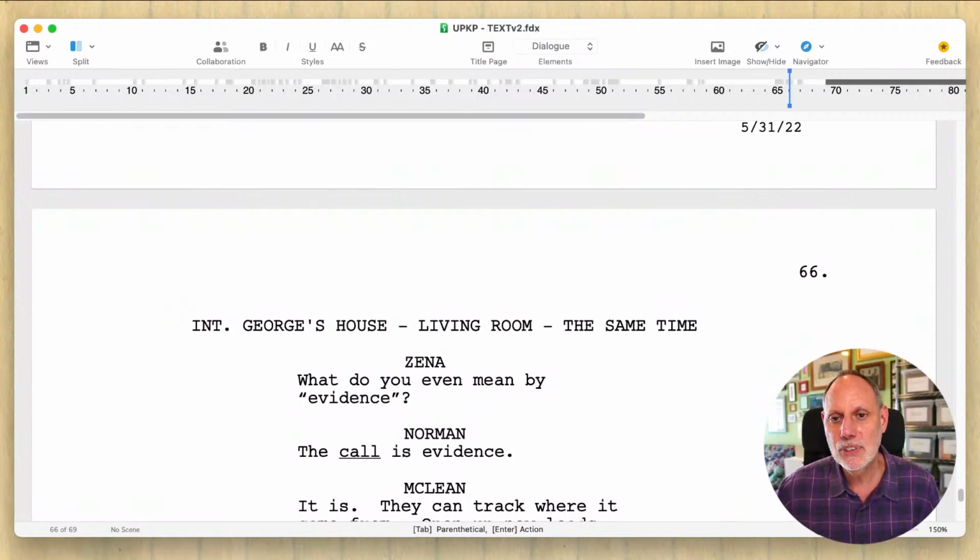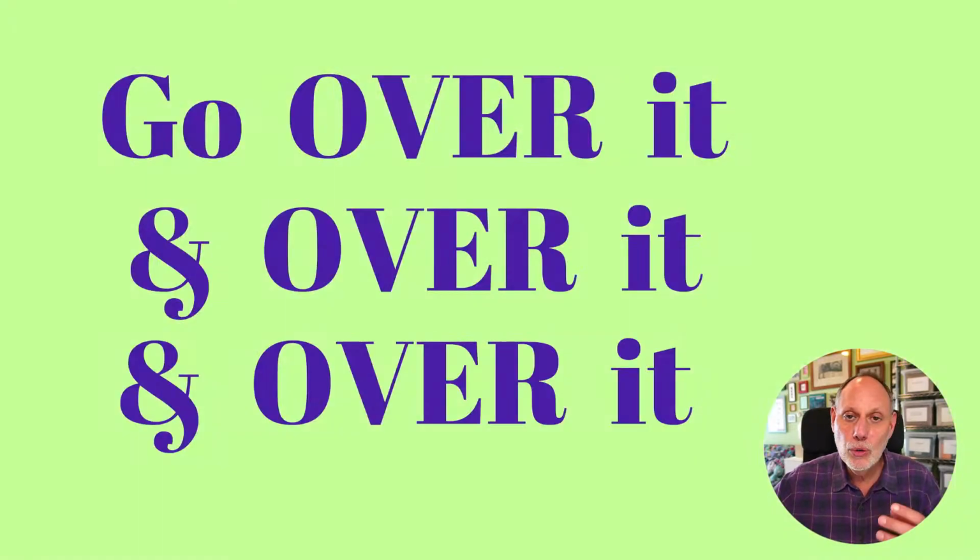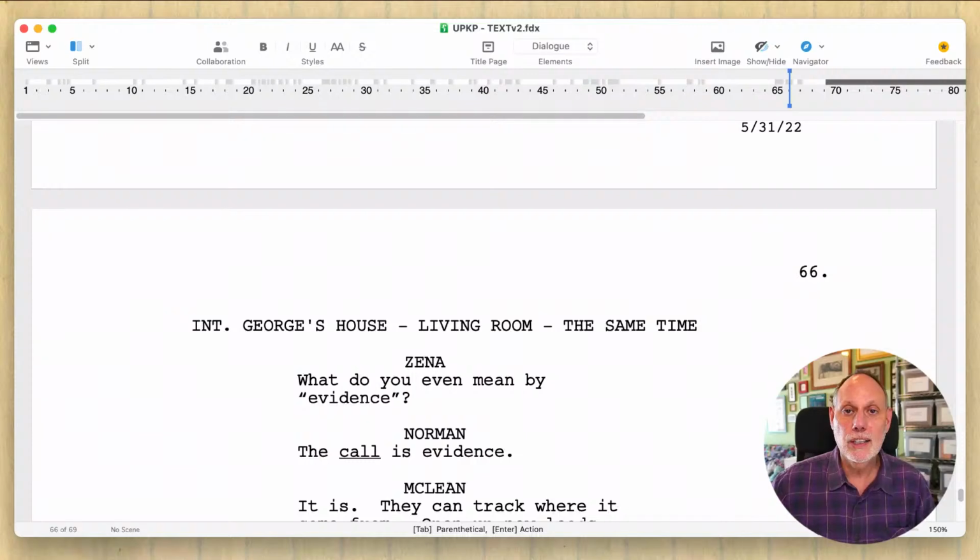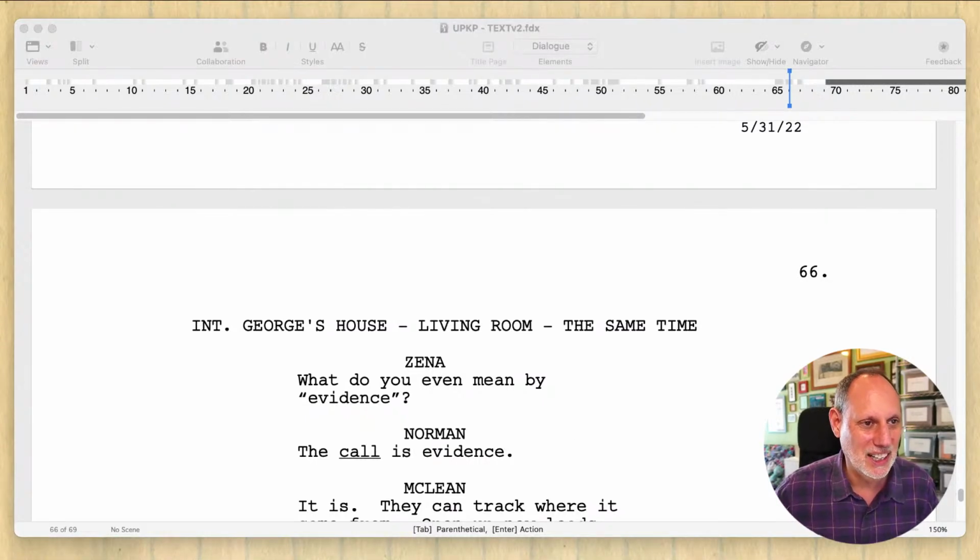I cannot emphasize enough. You've got to go over it and over it and over it. You don't get it perfect and move on. You get it better and try again. That is my big lesson for today.